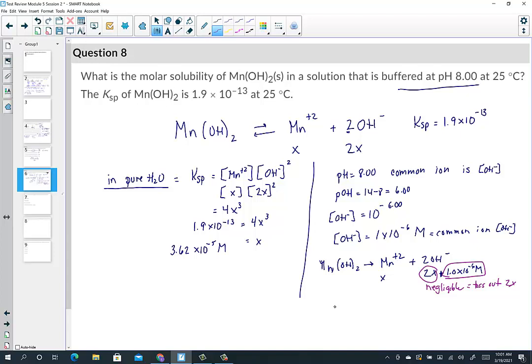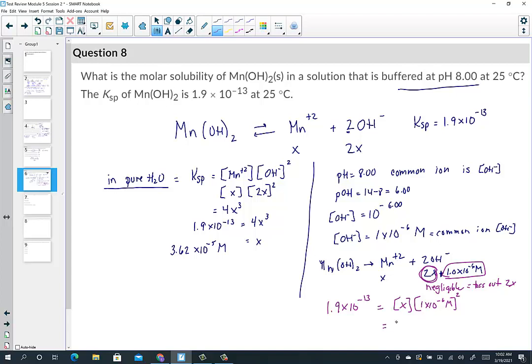So the Ksp now becomes, which was, here it is, 1.9 times 10 to the negative 13. The value of Mn still is X. The value of hydroxide, now instead of 2X, as if it were in pure water, instead we use the buffered solution concentration of hydroxide, and remember to square it. I'm tossing out the 2X because it's so small.